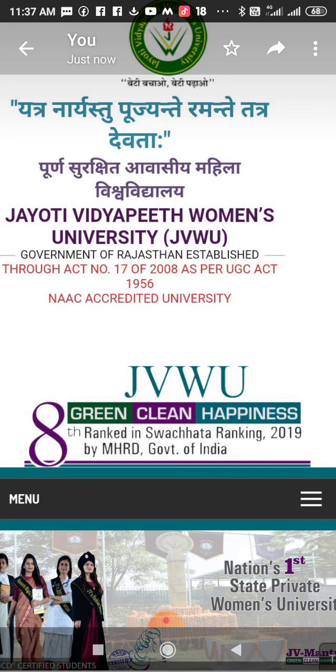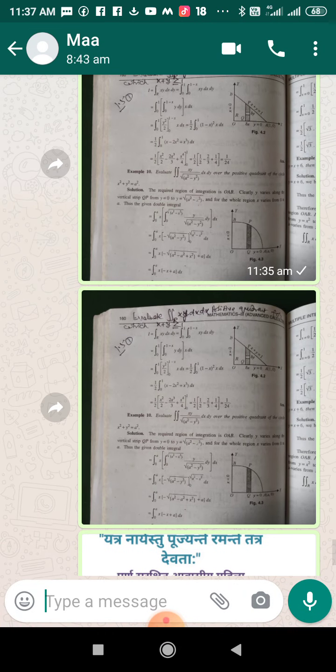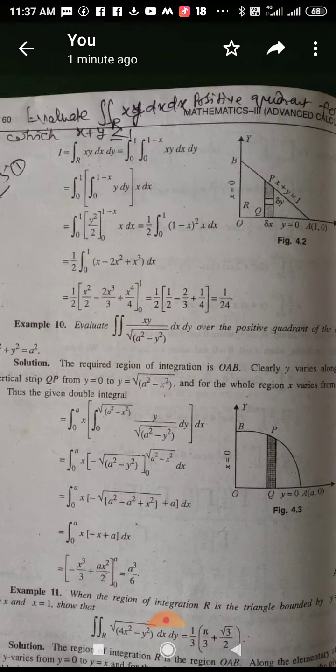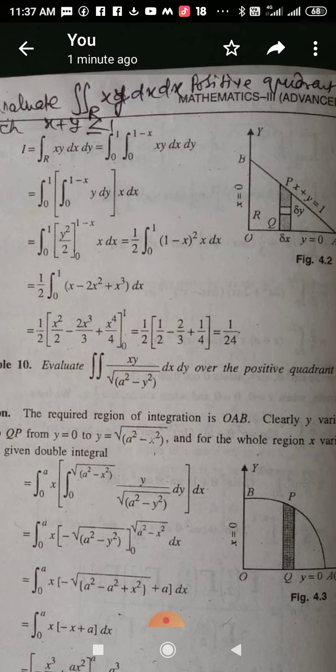Program name BSc B.Ed PCM 5th Sem, and course name is Multivariate Calculus and Vector Differentiation. Session of today is multiple integral and numerical problem on multiple integral. So beti, in front of you there are two numerical problems in this regard.